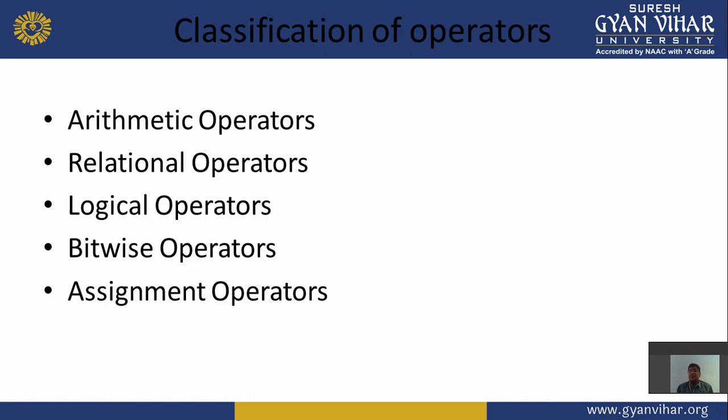What is the relational operator? A relational operator is one which shows the relation between two operands, like greater than, less than, equal to, greater than or equal to, less than or equal to. They show the relation between the two operands, so they are called relational operators.